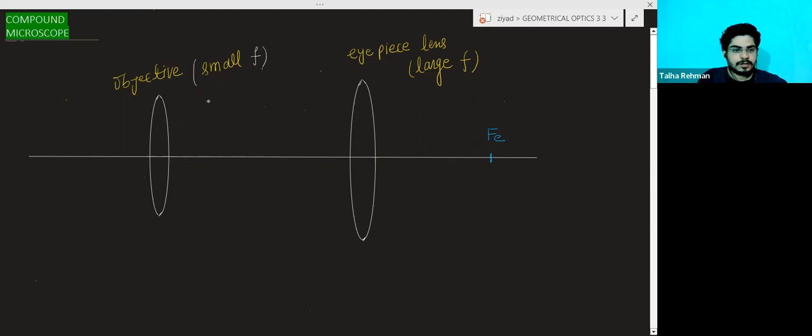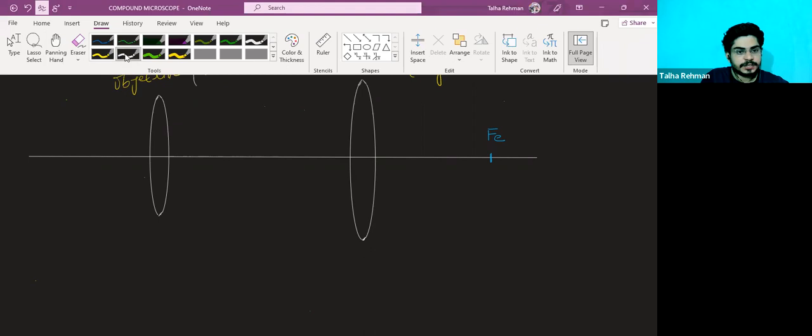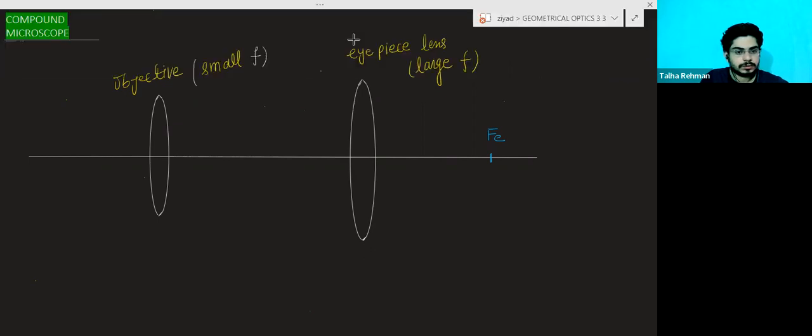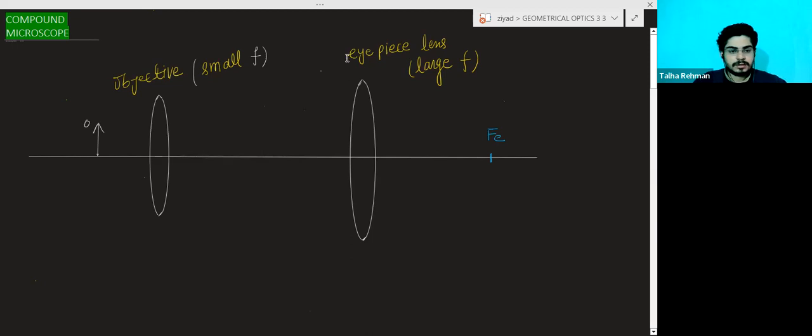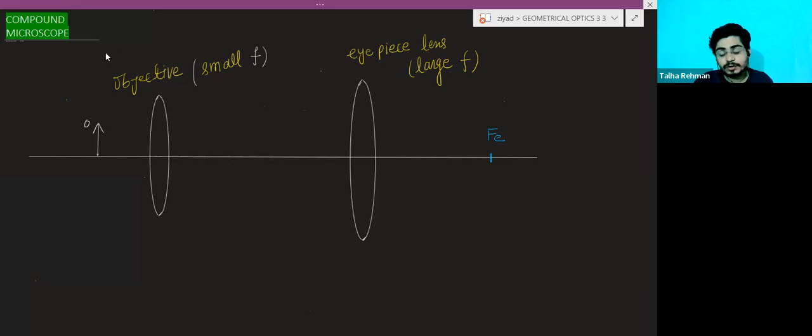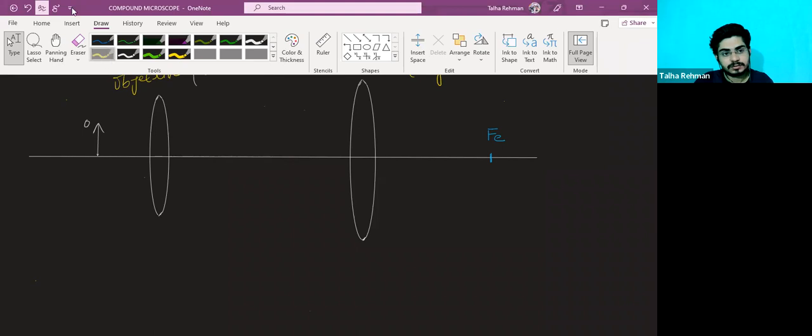Now suppose an object is placed here. This is the object placed in front of the objective lens. An objective lens is a convex lens, so this convex lens will form the image of this object. First we will draw the image of this object with respect to the objective lens.